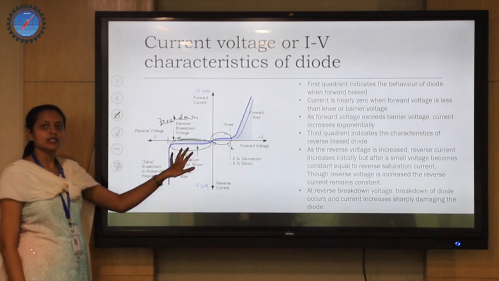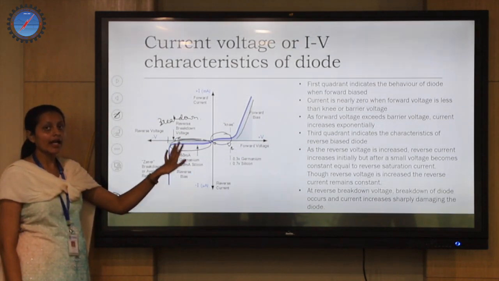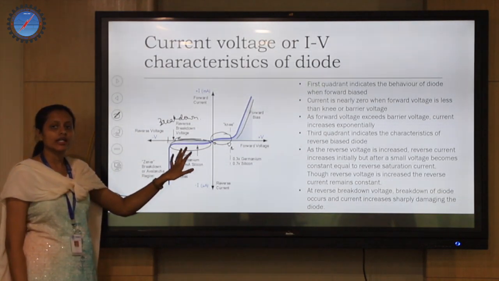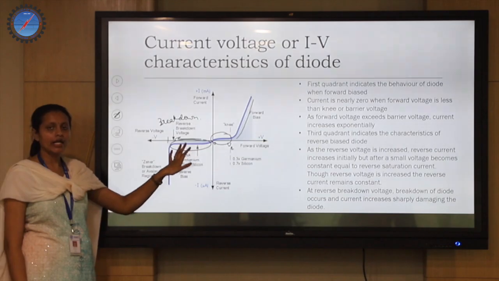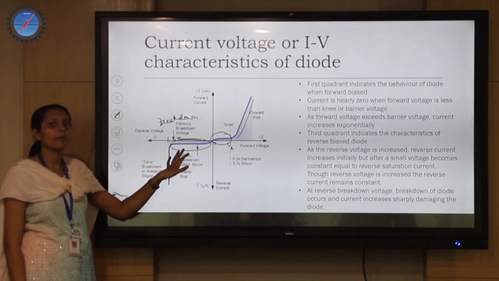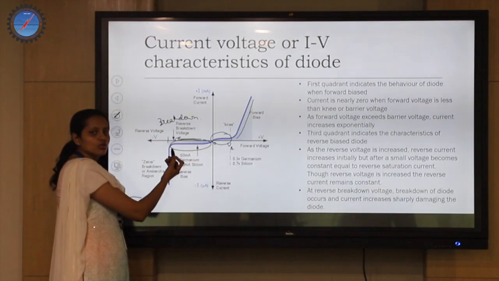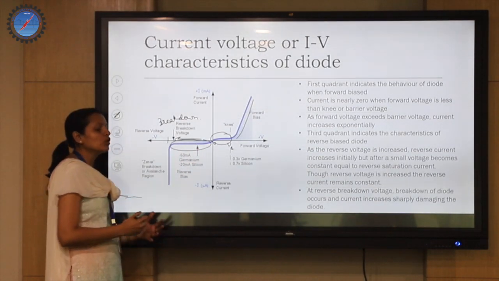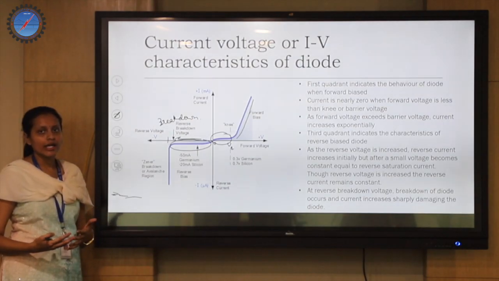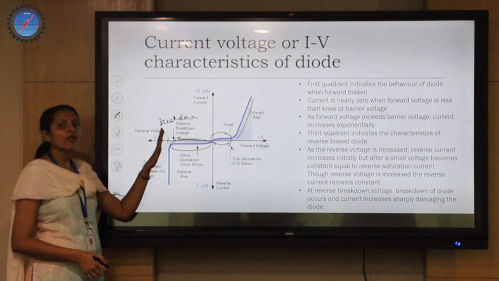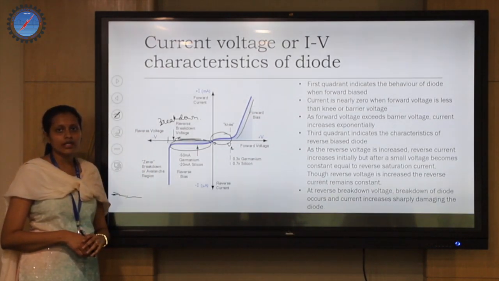This current is the reverse saturation current. It is small because of minority charge carriers. I told you it will be in the range of nanoamperes or microamperes. So this current is almost constant, but when you keep on increasing the reverse voltage, there will be a certain voltage point which is known as the reverse breakdown voltage.